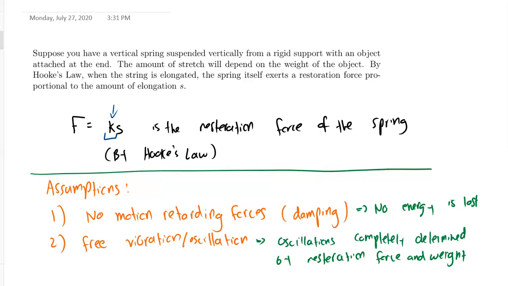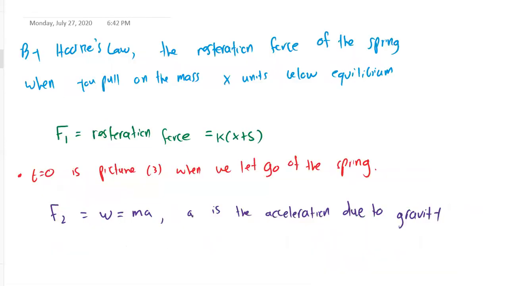So this was just from Hooke's law. So I wrote the forces here. We have a force F1, a restoration force, which we know is K times (X plus S). And we have a second force F2, which we know is mass times acceleration.